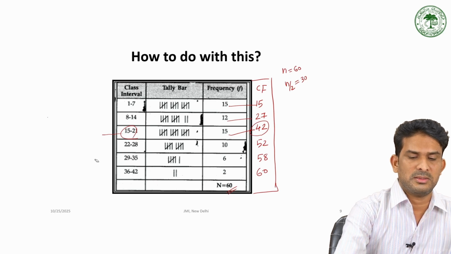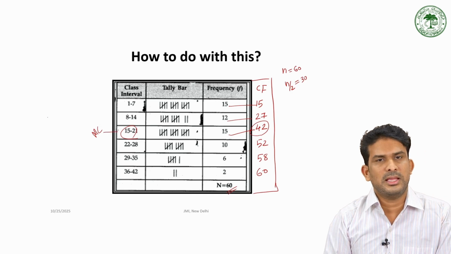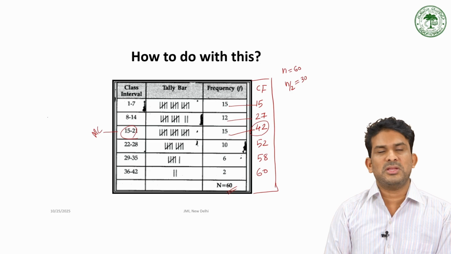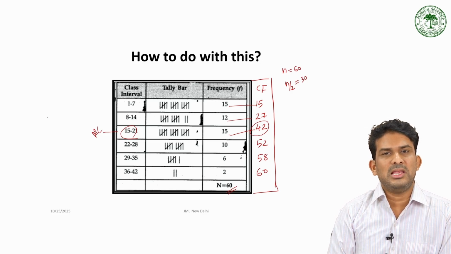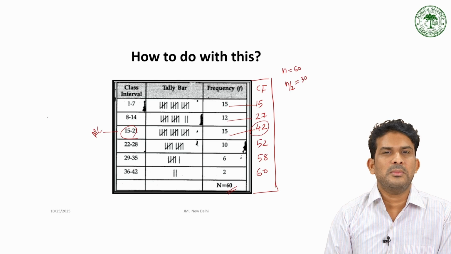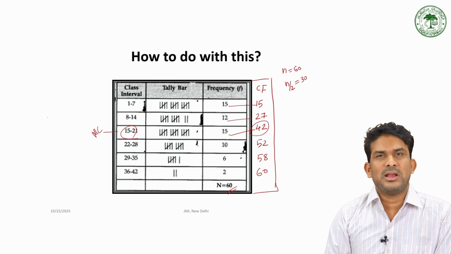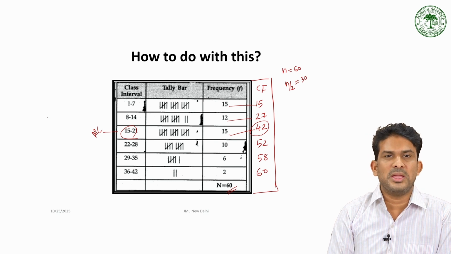We mention it as median class or MC. For the time being, I have mentioned MC. This is the median class. Clear? Median class is clear. Now, this is an inclusive distribution, so I have to take the value accordingly. I am reducing 0.5 from the lower limit and adding 0.5 to the upper limit. That is the way I have to make it exclusive.